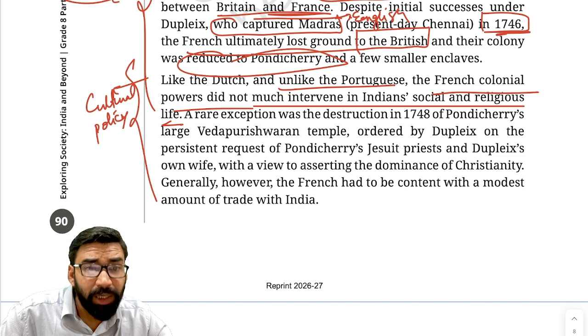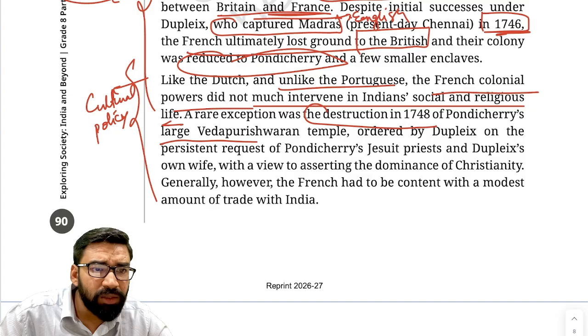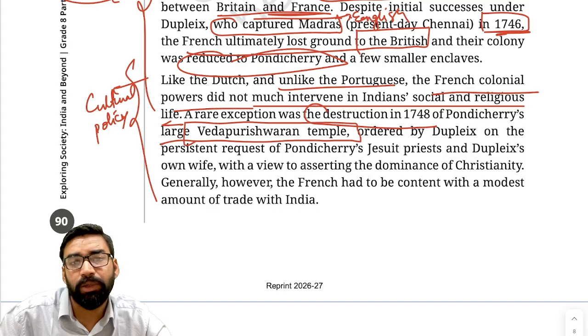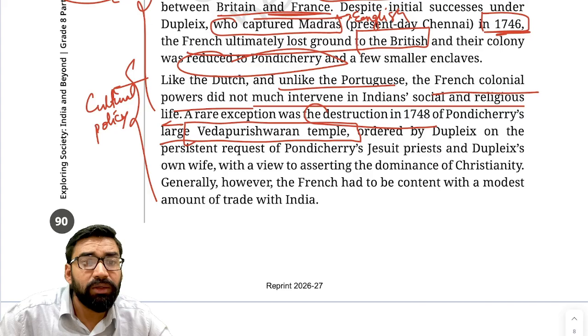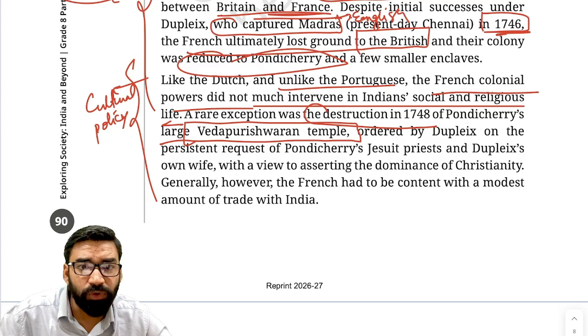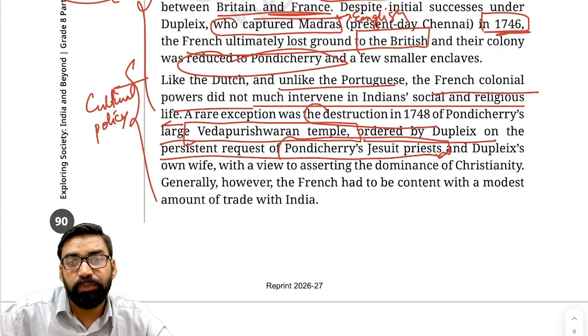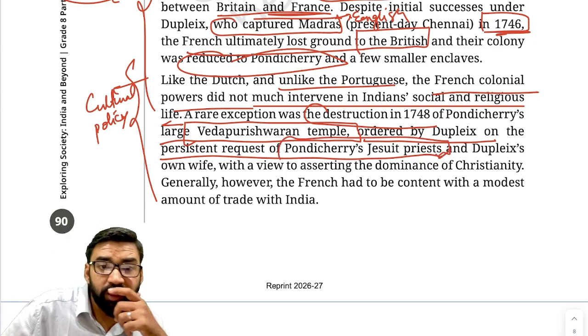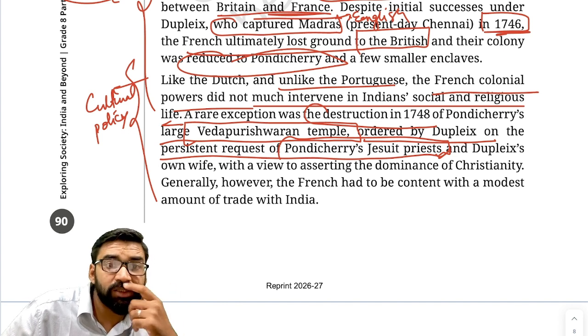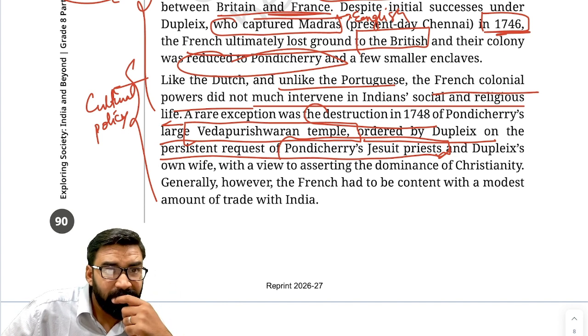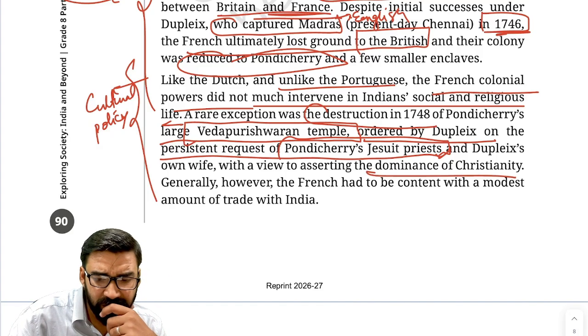Fine. Okay. But it is said that there was one rare exception, that they destroyed Pondicherry's large Vedapurishwaran temple. Clear? Dupleix demolished, destroyed the Vedapurishwaran temple in 1748. It is said that it was ordered by Dupleix on the persistent request of a Jesuit priest. Right? It is said that the Jesuit priest requested him, and even Dupleix's wife requested him, to destroy this temple. Clear? Why? So that they could show the dominance of Christianity. Fine. So this is something which is there.